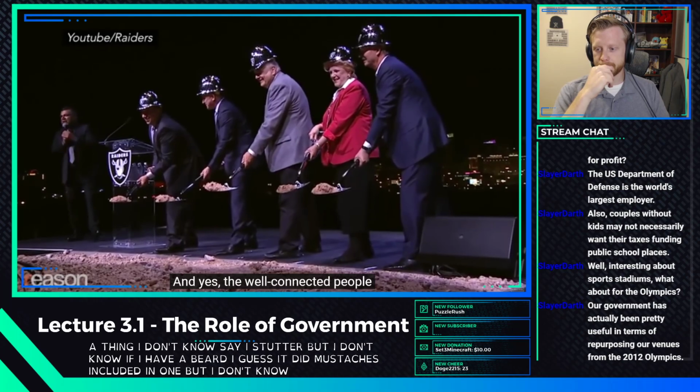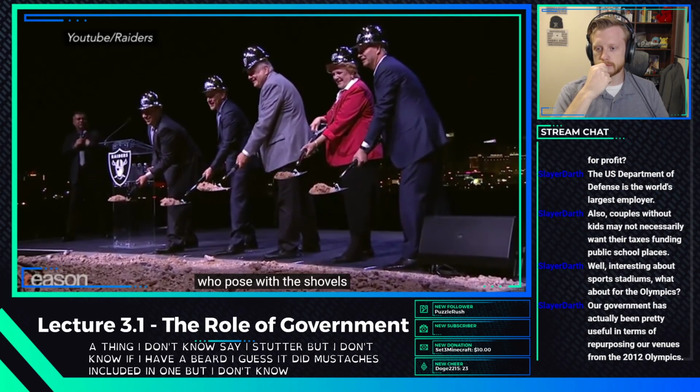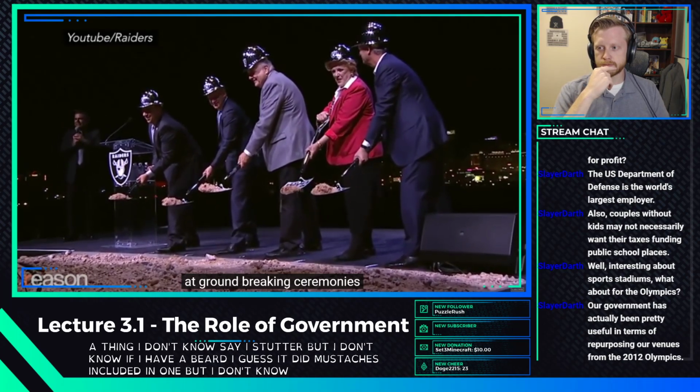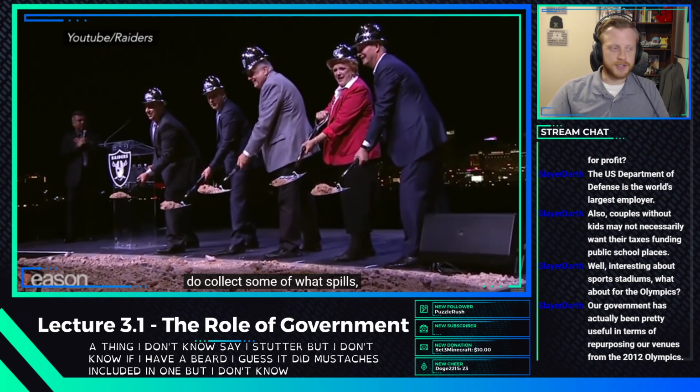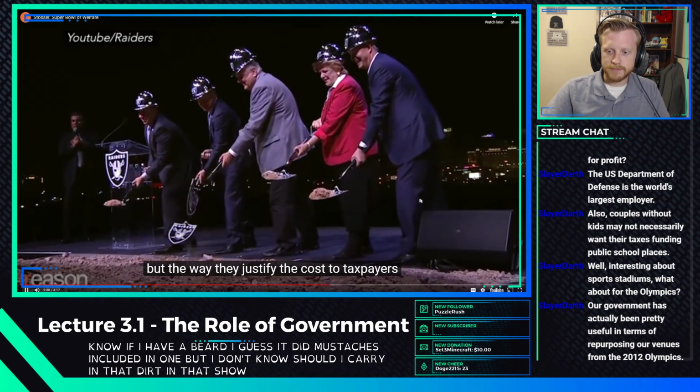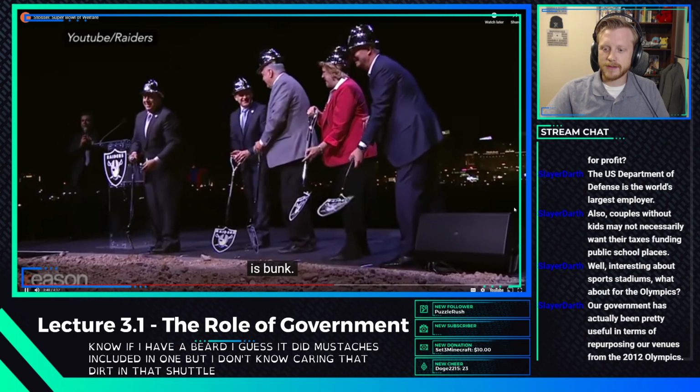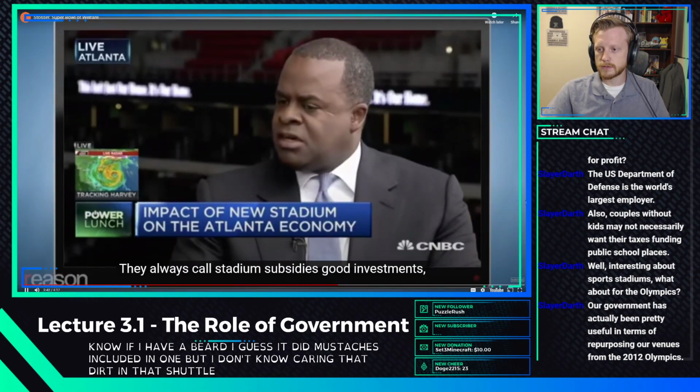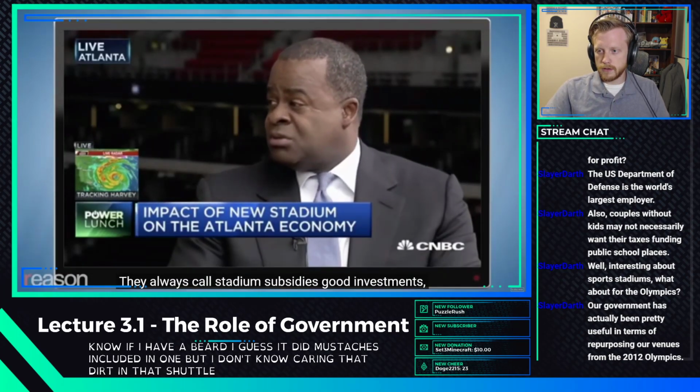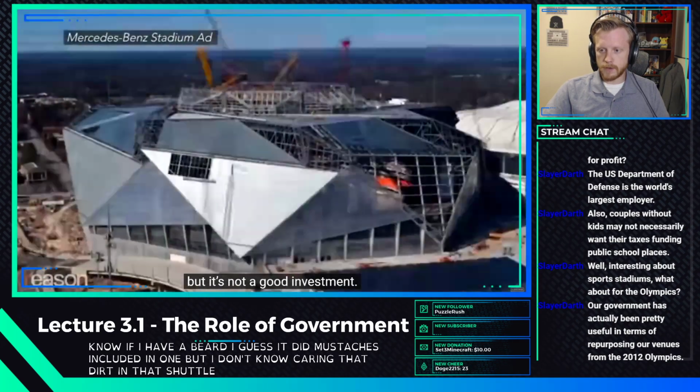And yes, the well-connected people who pose with the shovels at groundbreaking ceremonies do collect some of what's spilled. But the argument they use to justify the cost to taxpayers is bunk. This was a terrific investment. They always call stadium subsidies good investments, but it's not a good investment.